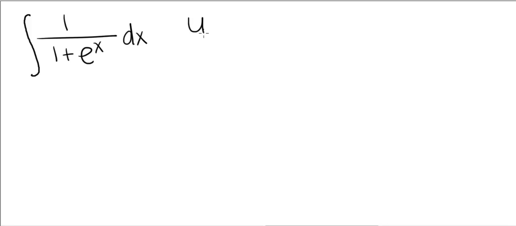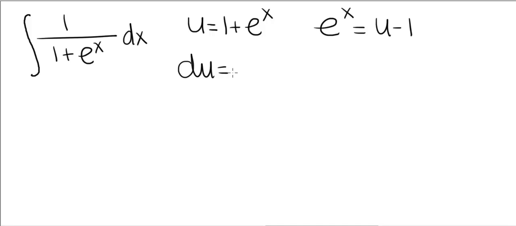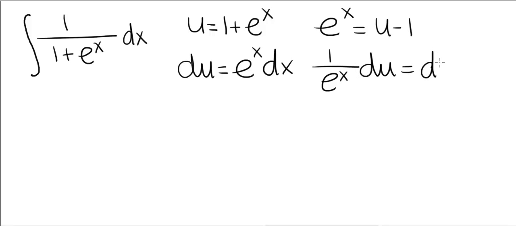We're going to evaluate the integral of 1 divided by 1 plus e to the x. First we'll make a substitution. Let u be 1 plus e to the x. So e to the x equals u minus 1, and then du is equal to e to the x dx. 1 divided by e to the x times du is equal to dx.